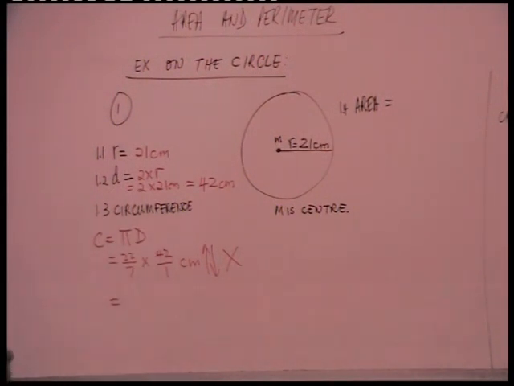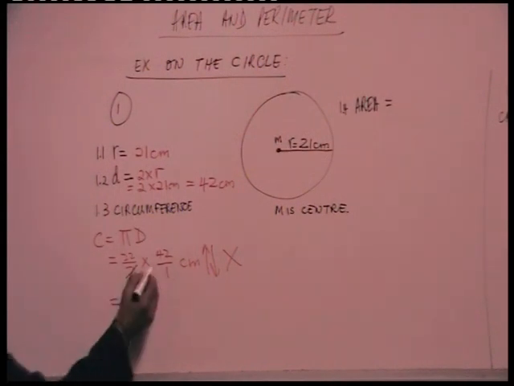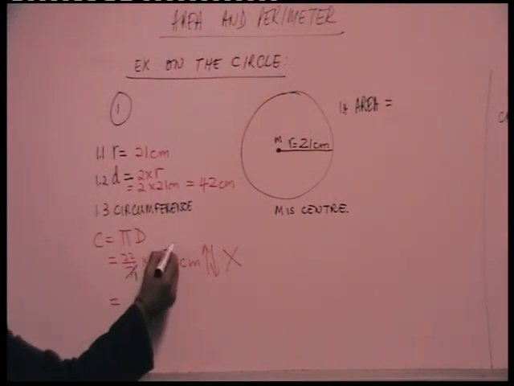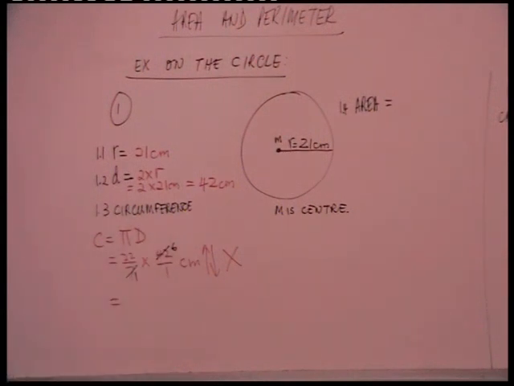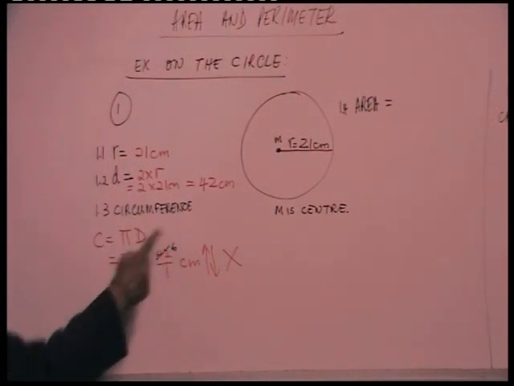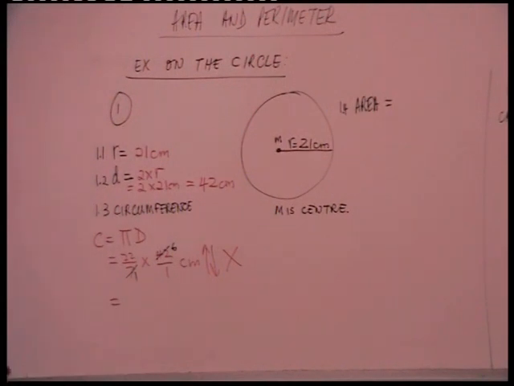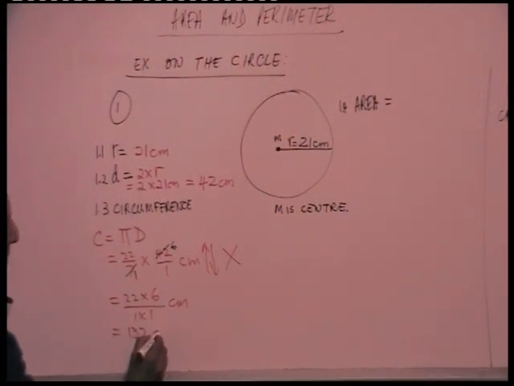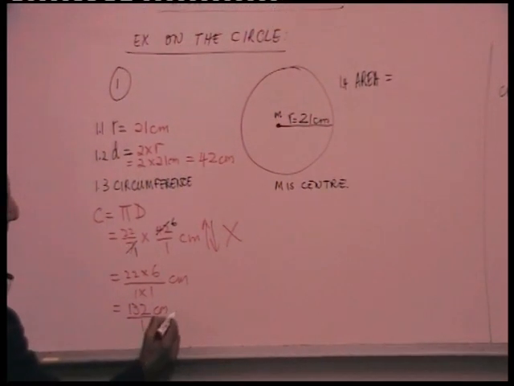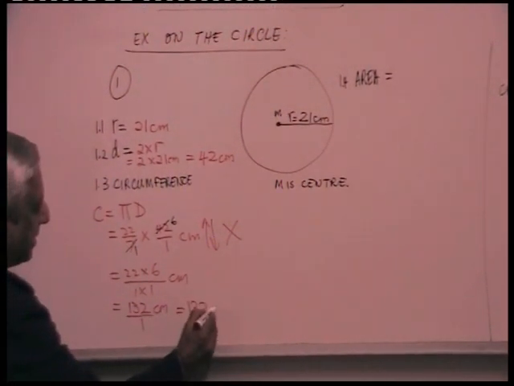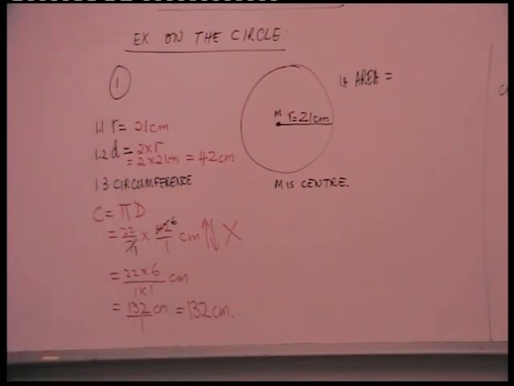But 7 can cancel here one time. 7 can cancel there 6 times. If you know your timetable, 7 times 6 is 42. So it cancels there 6 times. Now let's see what's left on the top: 22 times 6, all over 1 times 1 centimeter. And 22 times 6 is 132 centimeter all over 1, and 132 over 1 is 132. So that was your answer for the circumference.